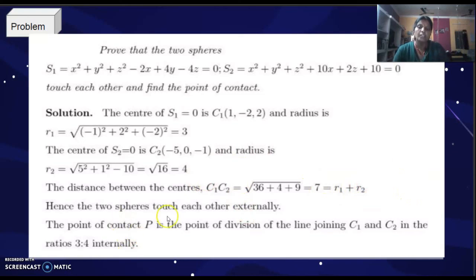Now, the point of contact P is the point dividing the line joining C1 and C2 in the ratio 3:4 internally, because the radius of the first sphere is 3 and the radius of the second sphere is 4. Therefore, the point of contact P divides the line joining C1 and C2 in the ratio 3:4.